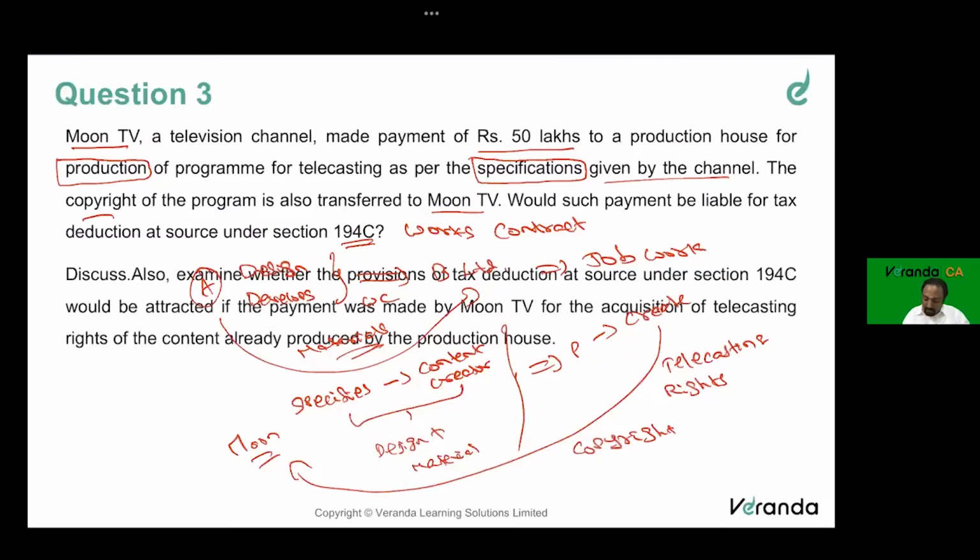Sorry for this overwriting. The question is, discuss the provisions of 194C. We need to see whether 194C will be applicable if they only got the telecasting rights. So in the second situation, they're asking what happens if only the telecasting right is acquired. That is the second question here. So we'll see the answer.